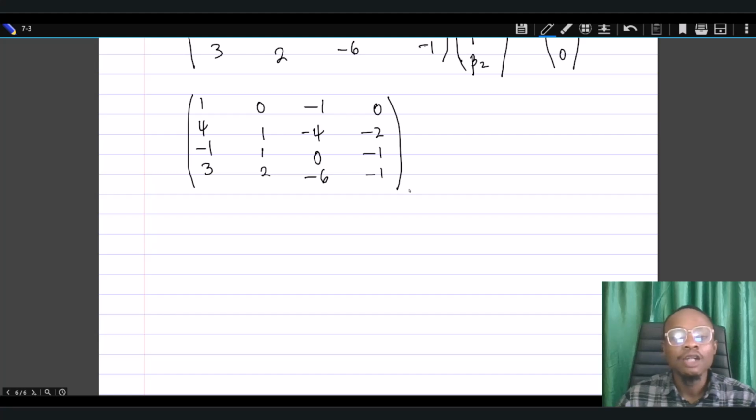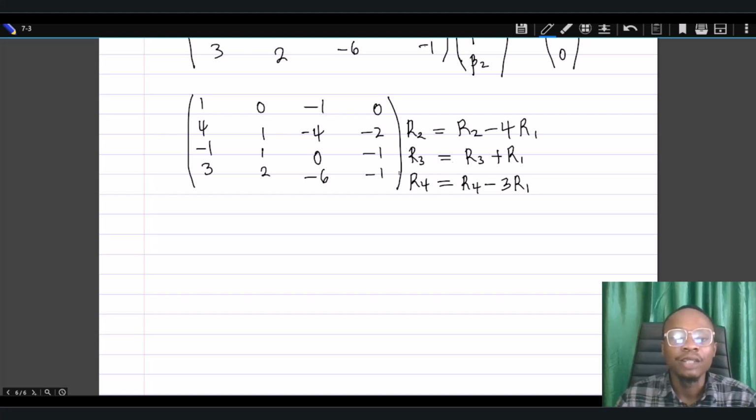So what does this give us? We carry out elementary row operations, so R2 should be equal to R2 minus 4 R1, so that this goes to 0. Then R3 will be equal to R3 plus R1, please. So that will go to 0. And then this will be R4 equals R4 minus 3 R1. That ensures that this portion goes to 0. Okay. And with that, we are good to go.